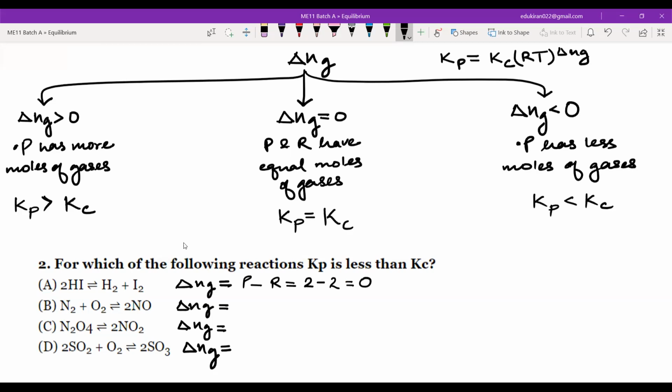How many moles in the product? Hiba, you tell me. How many moles of gases in the product, Hiba? In the second question? Sir, 2. And how many moles in the reactant? 2. So delta Ng is equal to 0.